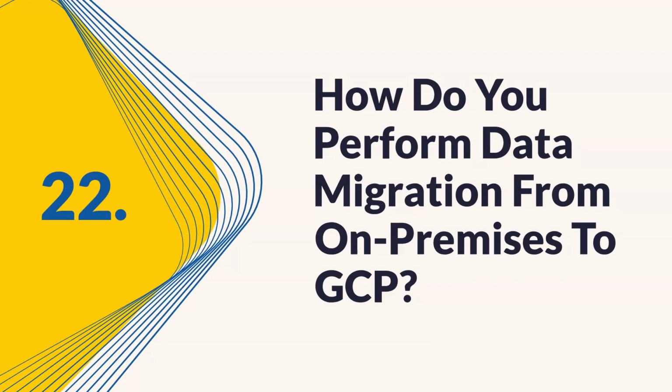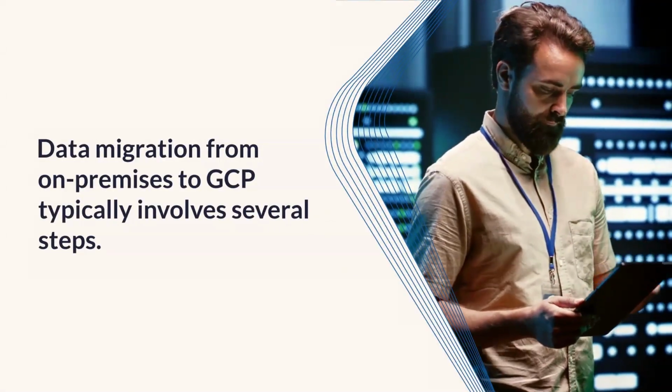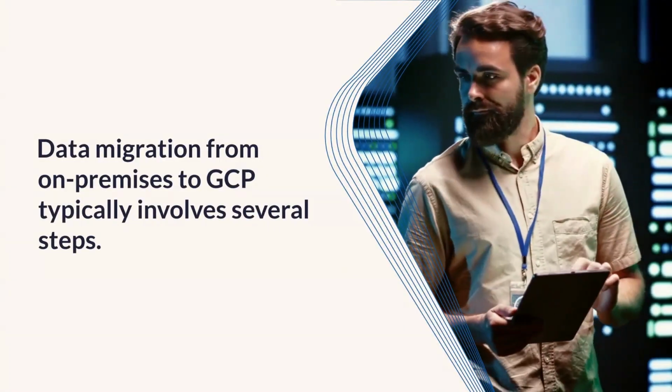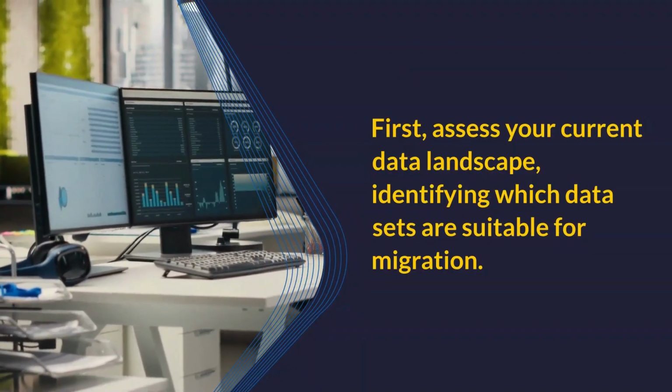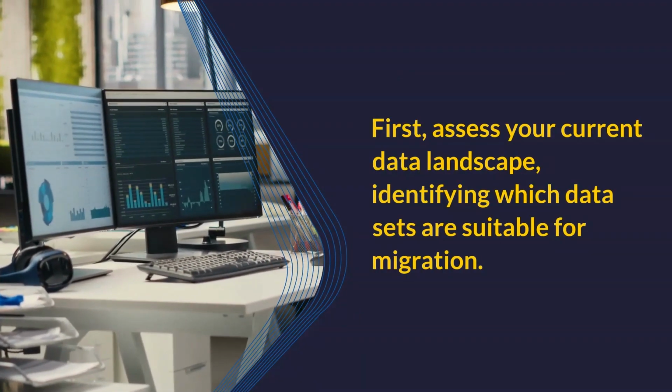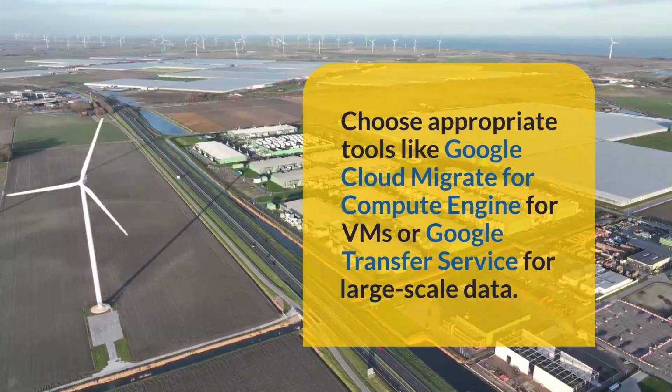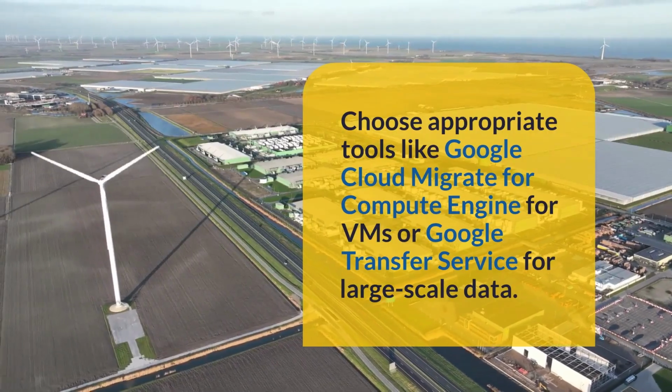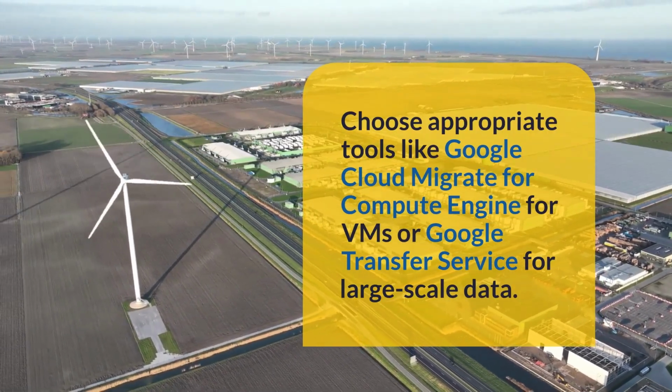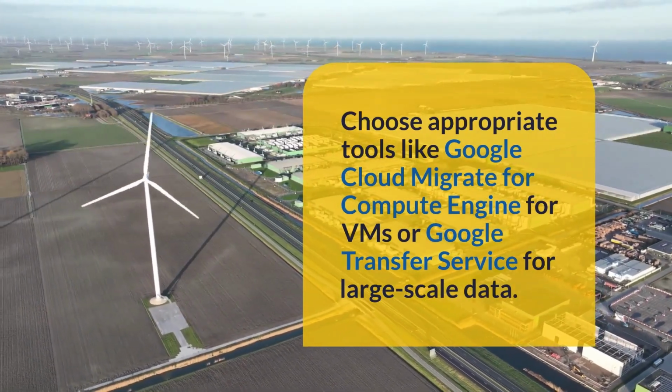22. How do you perform data migration from on-premises to GCP? Data migration from on-premises to GCP typically involves several steps. First, assess your current data landscape, identifying which datasets are suitable for migration. Choose appropriate tools like Google Cloud Migrate for Compute Engine versus Storage Transfer Service for large-scale data.